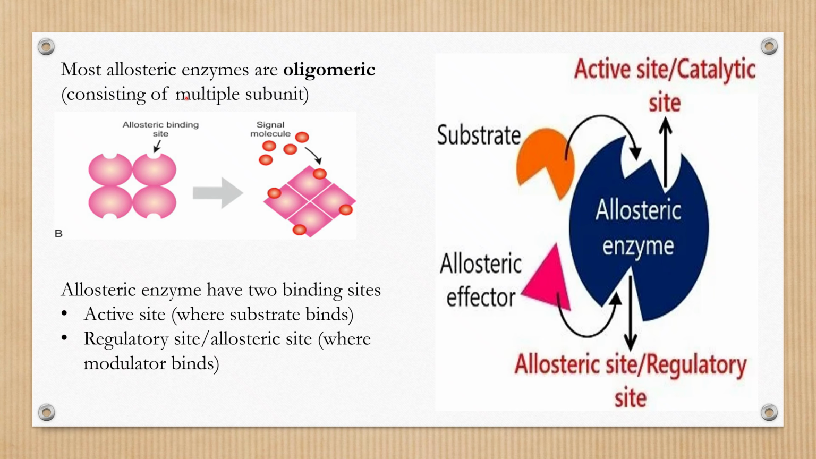Now, allosteric enzymes are usually oligomeric. That is, they consist of multiple subunits. Allosteric enzymes have two binding sites. One is your active site where your substrate binds, which is the same for all enzymes, and you also have another site called the regulatory site or allosteric site where your modulator binds. So in your allosteric enzyme, you have two sites. One is your active site to which your substrate binds. The other site is called the regulatory site to which your modulator binds.